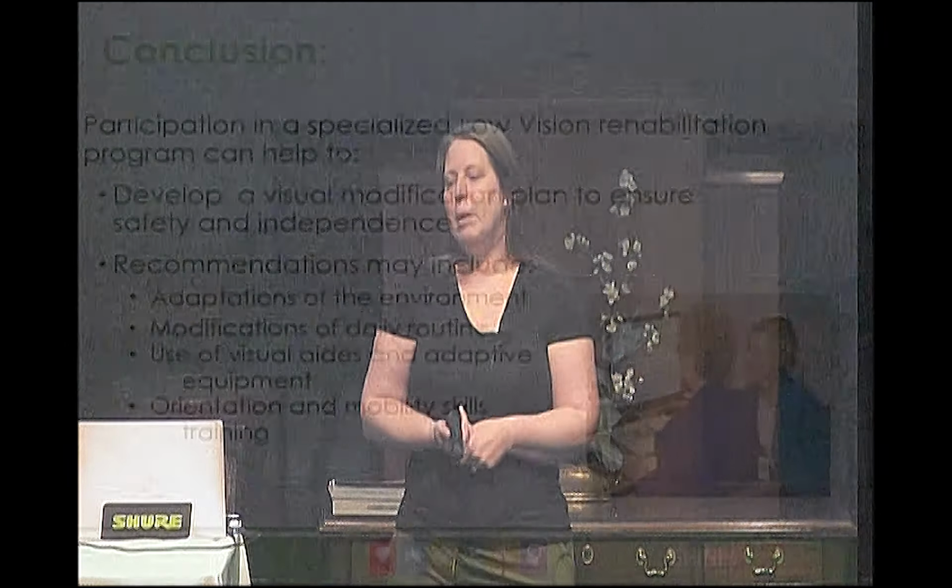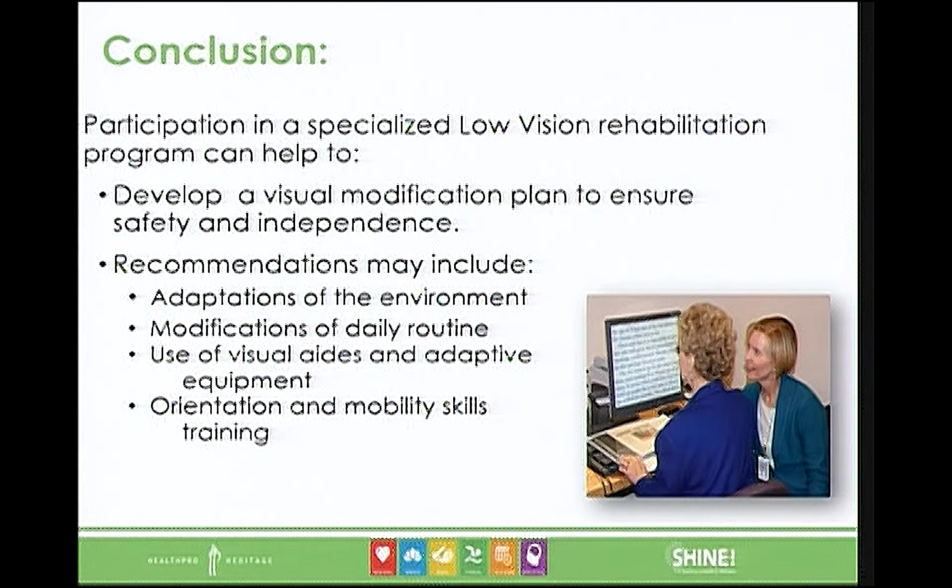All right, so we're going to sum things up a little bit here. Participation in a specialized low vision rehabilitation program can help to develop a visual modification plan to ensure safety and independence. Recommendations may include adaptations of the environment, modifications of daily routine, the use of visual aids and adaptive equipment, orientation and mobility skills training.